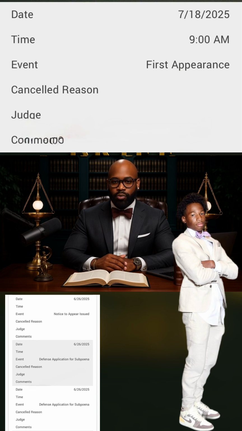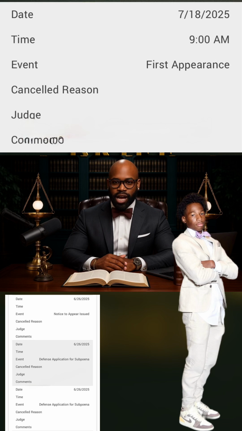3. Court review and issuance. The judge reviews the application. If the judge finds the request reasonable and relevant, they will sign and issue the subpoena. 4. Service of the subpoena. The subpoena is then officially served on the person or entity being subpoenaed.